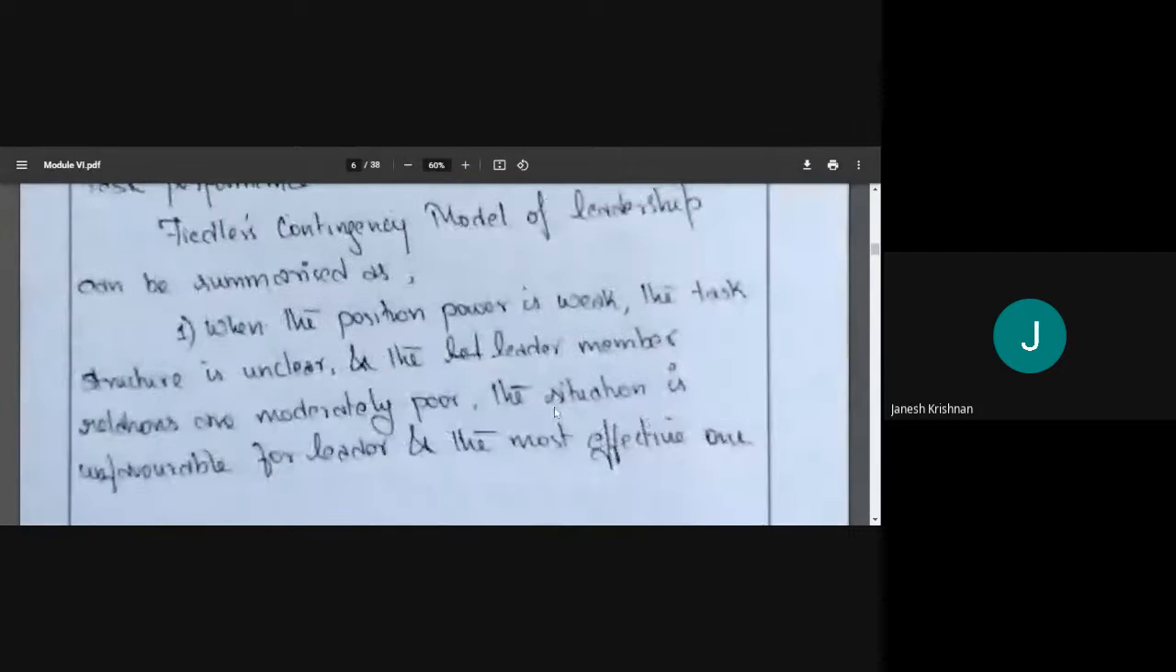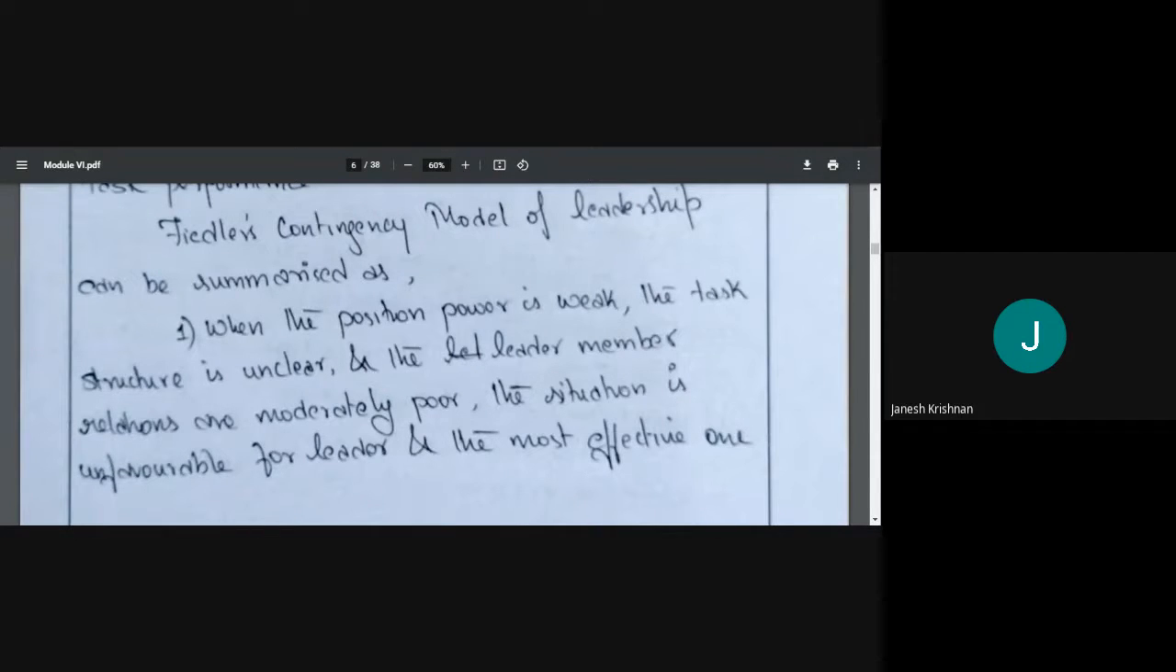So, Fiedler's contingency model of leadership can be summarized as. Okay. So, the entire thing can be summarized here. What is actually Fiedler's contingency model? The principle is that people become leaders not only because of personality attributes, but also because of the situation and the relationship between the group members. Right? Interaction between the group members. Those three factors will culminate in the creation of a leader.